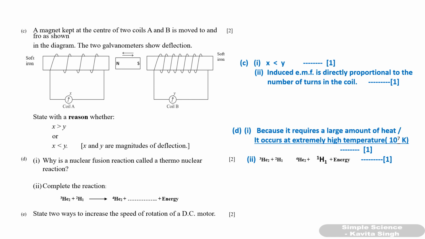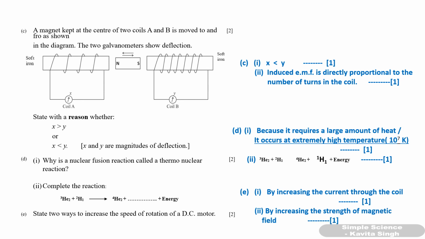Then next question, state two ways to increase the speed of rotation of DC motor. Speed of rotation of DC motor depends on, or it can be increased by increasing the current through the coil, or by increasing the strength of magnetic field, or you can also say by increasing the area of the coil placed in the magnetic field. You can write any two ways of increasing the speed of rotation, though this is not there in the syllabus for 2021. But I will discuss all the questions whether they are there in the syllabus or not. Okay, so whatever is there in 2019 paper, I will discuss all the question with the marking scheme.